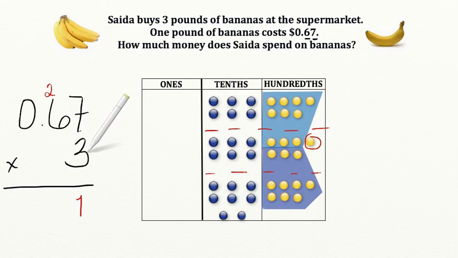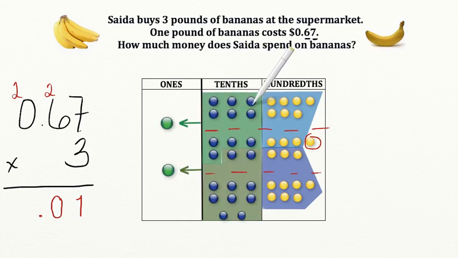6 times 3 equals 18, plus 2 equals 20. So I have a 0 in my tenths place and regroup my tenths into 2 wholes. So let's see what that looks like over here. We have one group of 10 tenths, which we regrouped into 1 whole, and we have another group of 10 tenths, which we regrouped into a second whole. And that left us with 0 tenths left over.